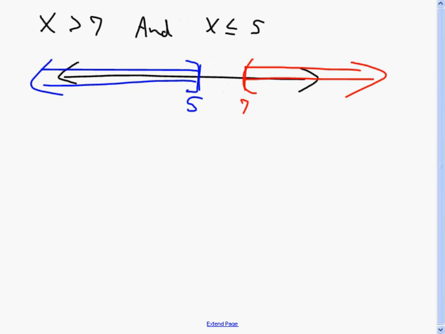So there is no place on my number line where I shaded twice. There's no place where the blue and the red overlap. I went red one direction, blue the other direction. So there is no answer to this one. There is no intersection. There's nothing in the intersection. So if there's nothing in the intersection, basically what that means is no solution.